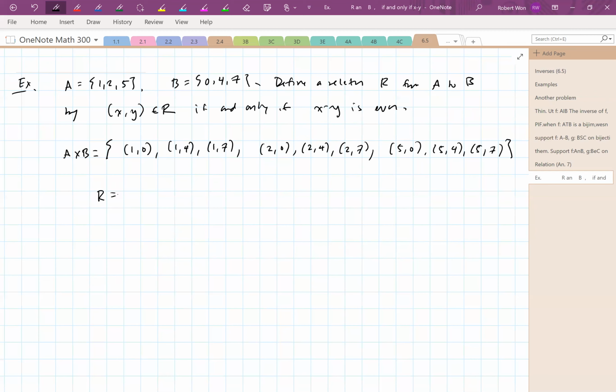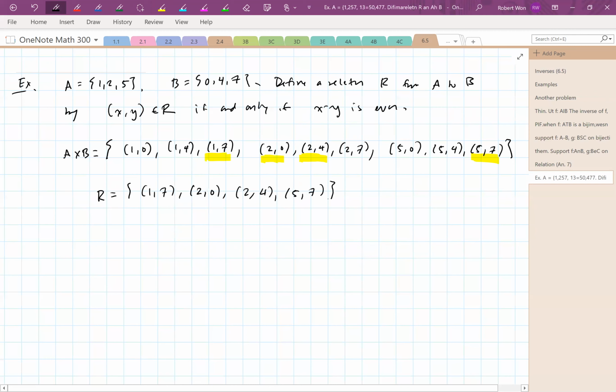What is the relation? The relation is just the subset of the Cartesian product where the difference between the x coordinate and the y coordinate is even. So which things are in the relation? This one, this one, this one, and this one. So the relation is just (1, 7), (2, 0), (2, 4), (5, 7). That's the first example of a relation. This is a subset of A cross B.